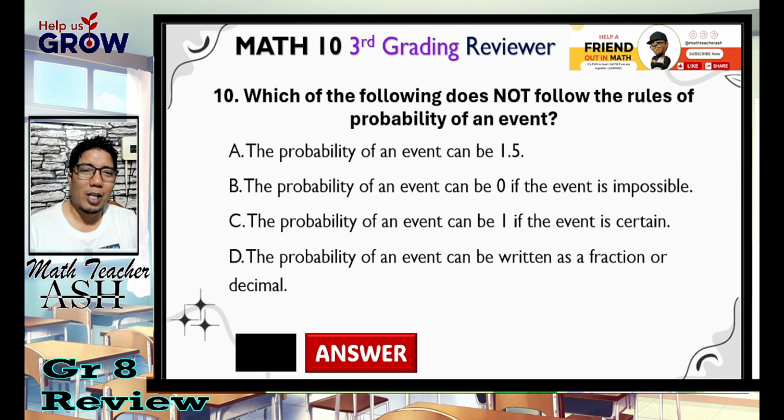Alright, my dear math learners, talking about probability, or chances, you only have the range 0 to 1, meaning 0 if it is certain that it won't happen, and 1 if it is certain that it will happen. Of course, if there are chances that it might or might not, then that would be a fraction. So among these 4 choices, the one that does not follow the rules of probability is letter A, 1.5, because the probability cannot be more than the value of 1 or 100%. Letter A. Let's check whether we are correct.